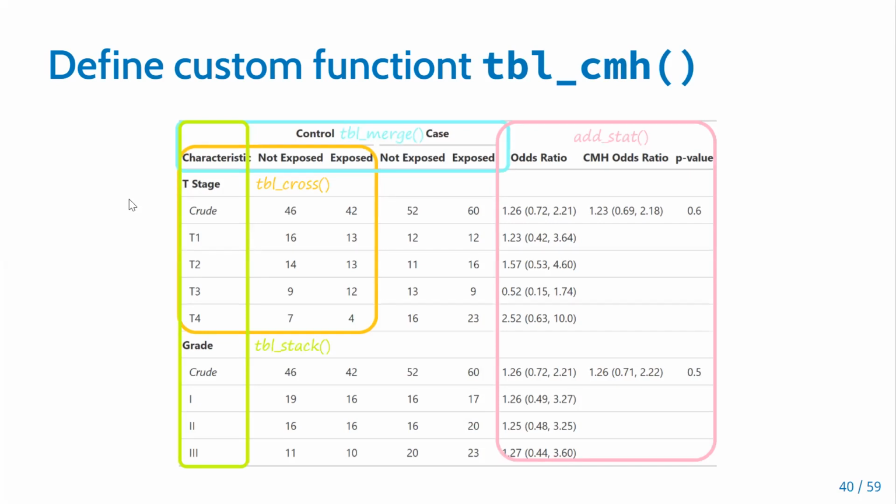So you can see in the orange, that's the most basic table that we're working with in this table. So that's just a TBL cross where the total line, the margin line for total, has been renamed to crude. And so what we did is we did a TBL cross for controls. We did another TBL cross for cases. Then we merged them together. Then we use add stat to add on the odds ratios and the Cochran-Mantel-Haenszel odds ratio. And then at the end, we stacked them all together with TBL stack. So it's actually pretty simple to construct this table.